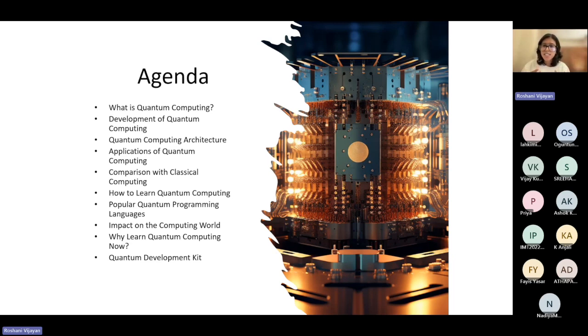We're also going to discuss why right now specifically is a good time for you to start your journey with quantum computing. Lastly, we're going to discuss the Quantum Development Kit. I hope you're ready to get into this.